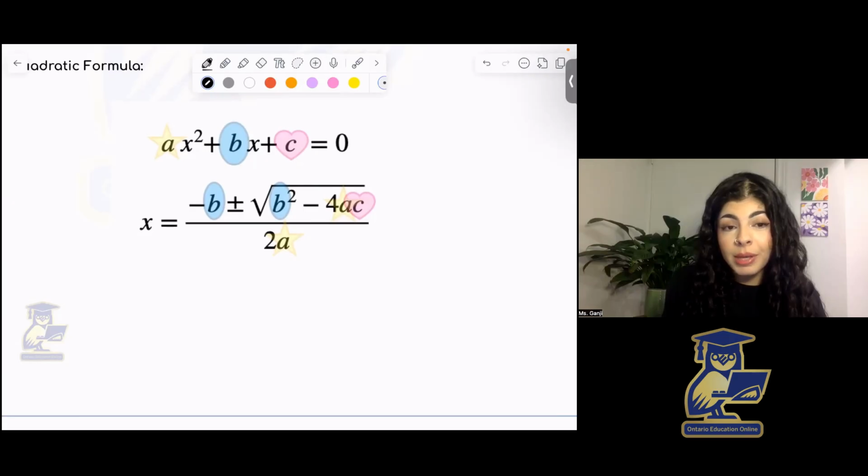So point being, if your function is in a form other than the standard form, you do have to expand, simplify, and collect like terms in order to get it to that standard form so you can find the values of a, b, and c to substitute in the quadratic formula.